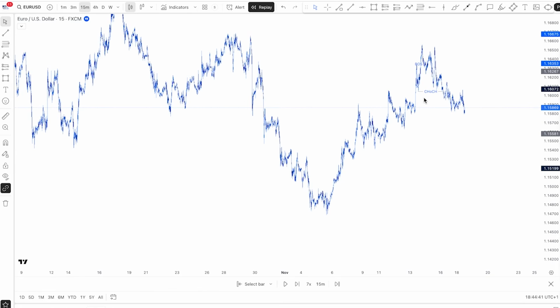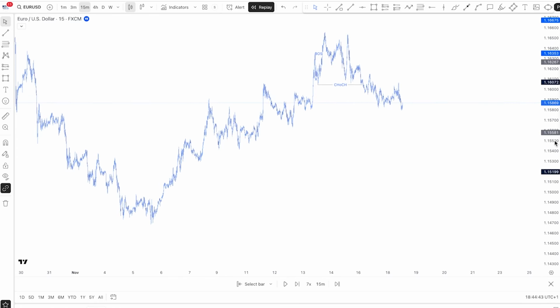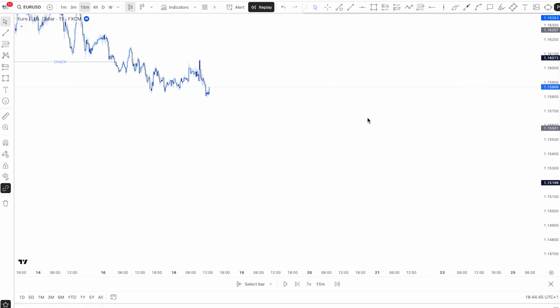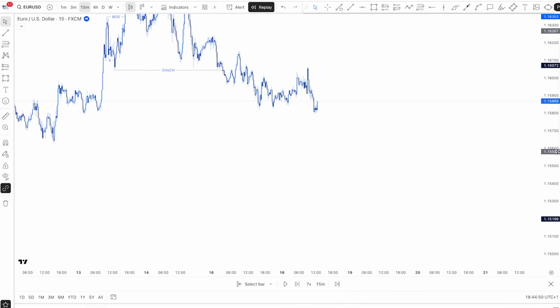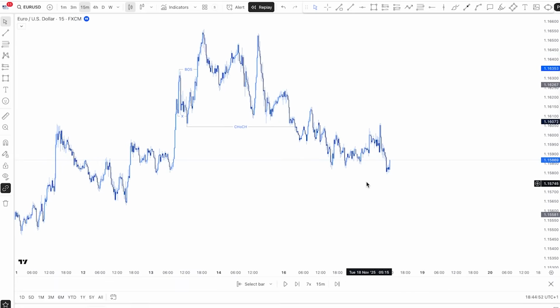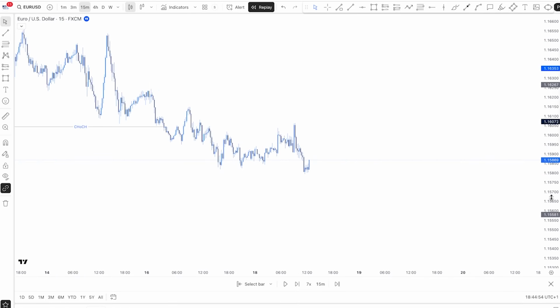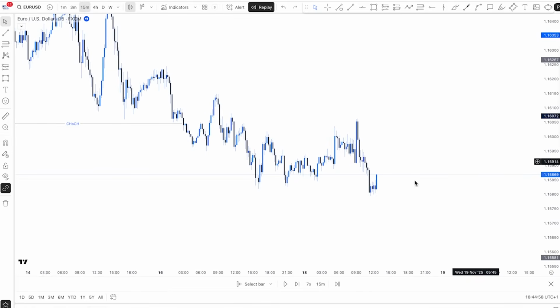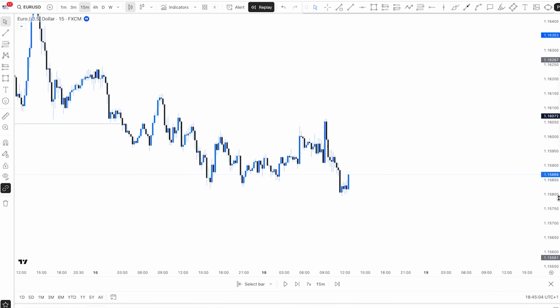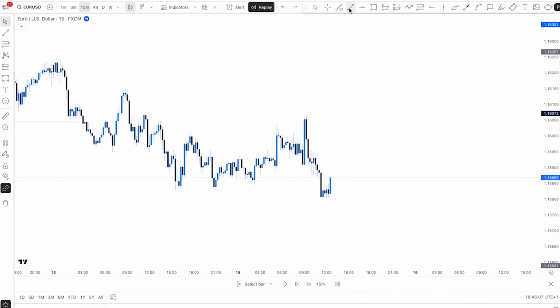Now moving on here, after our change of character, we identify our recent pullback high, which is our first point of liquidity. So guys, if you have watched my video on how to identify liquidity pools in 5 seconds, can you now tell where our first point of liquidity is? Clearly you can see that this is our recent pullback high in this bearish move. So this is our first point of liquidity right here.